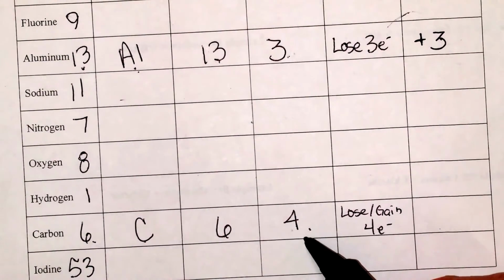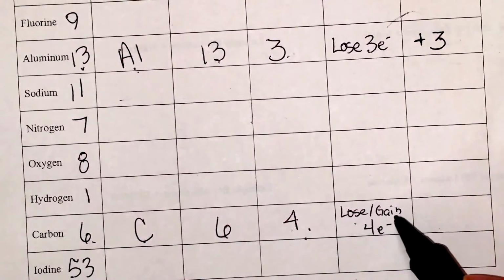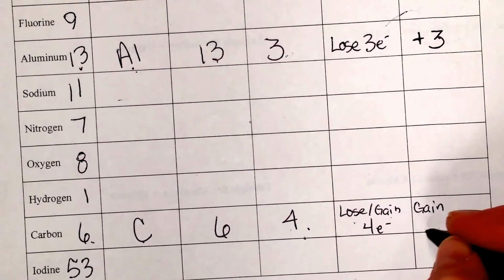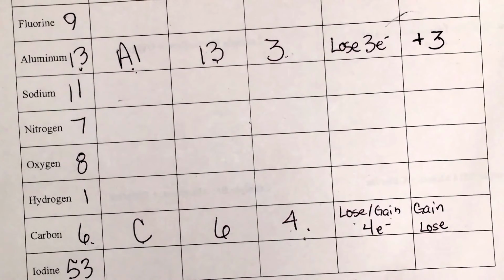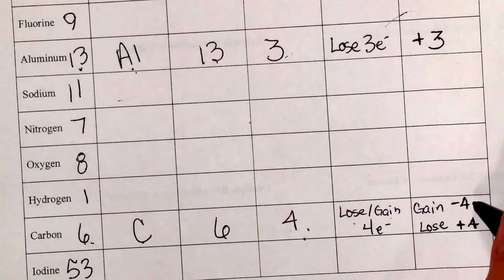So what does that mean? If we have 4, it is just as easy to lose 4 as it is to gain 4. So go ahead and write down gain or lose. If we lose 4, that means that we will have extra 4 positive charges. If we gain 4 negatives, we will have a -4 because we have gained 4 negatives.